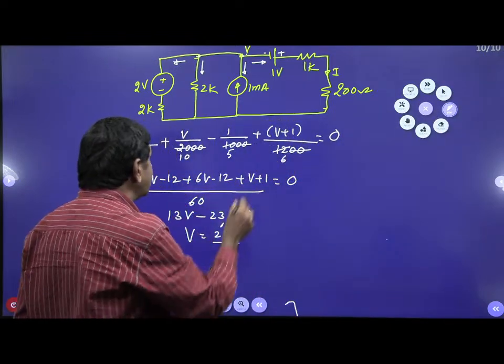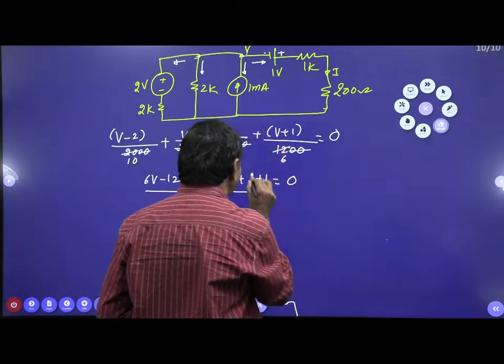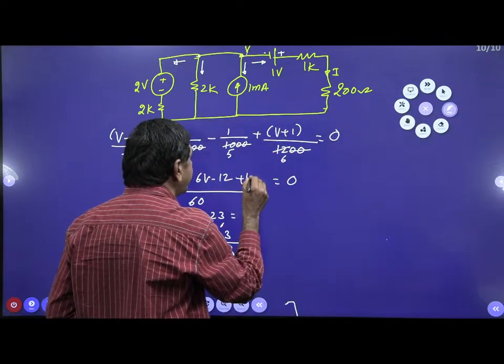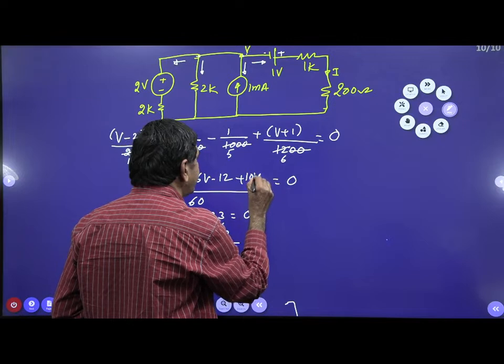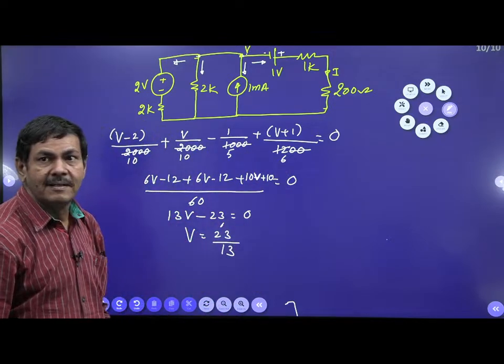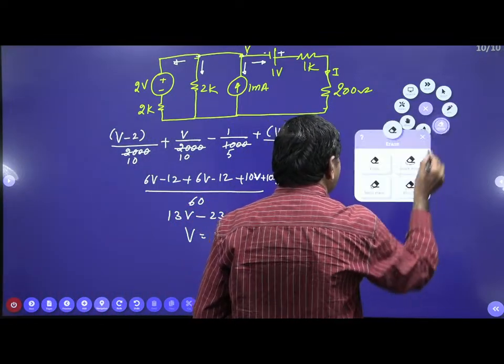Finally, here now 6 into 10, is it not? Now 10V is available here. Yes, I'll complete. I can get here now 10V plus 10, because 60 is the LCM here now. But whenever you are simplifying this one, you can get it directly here now.